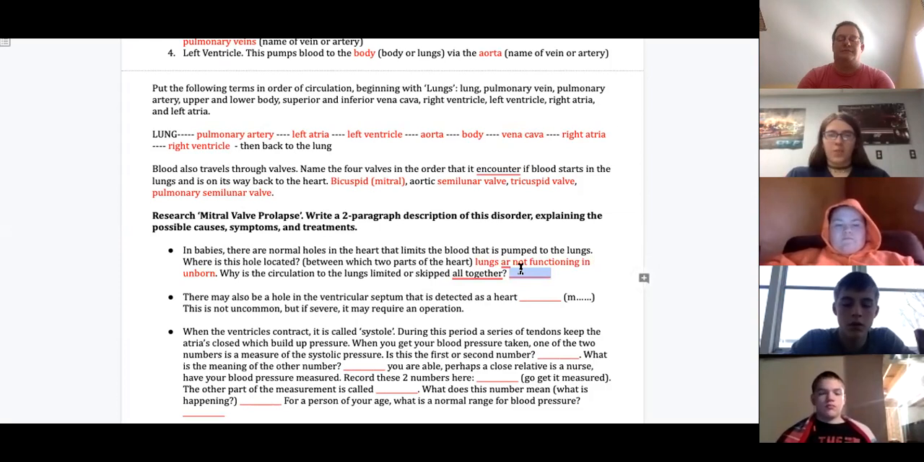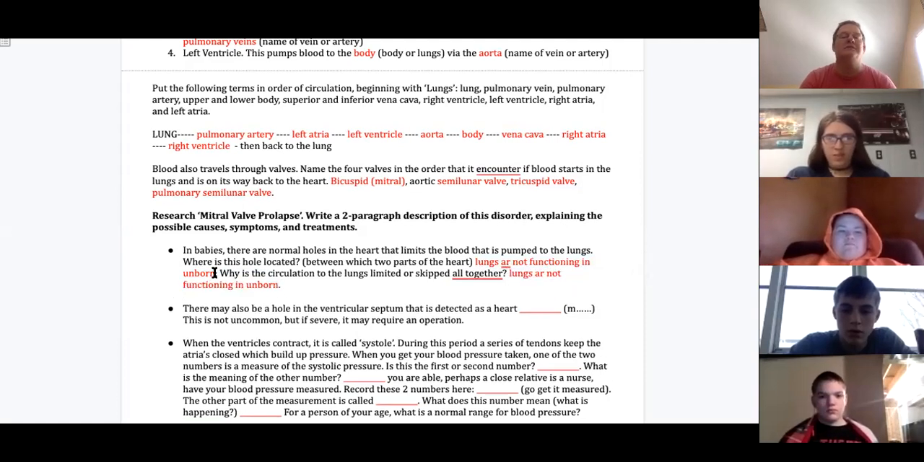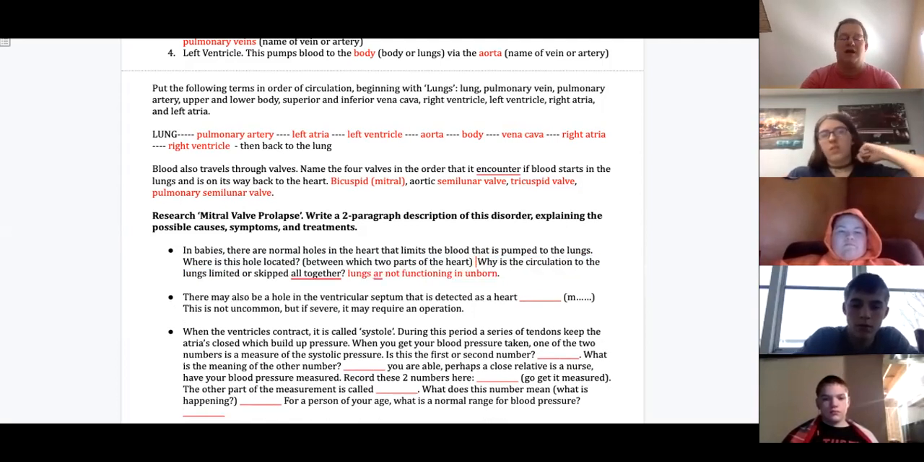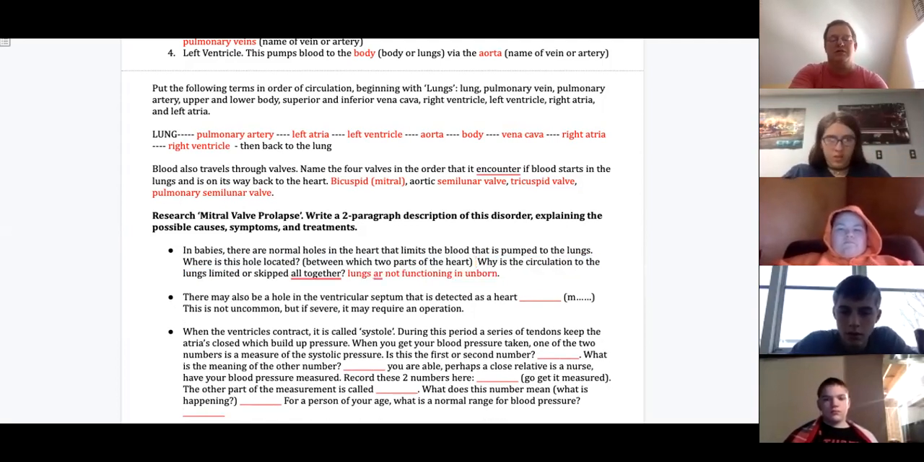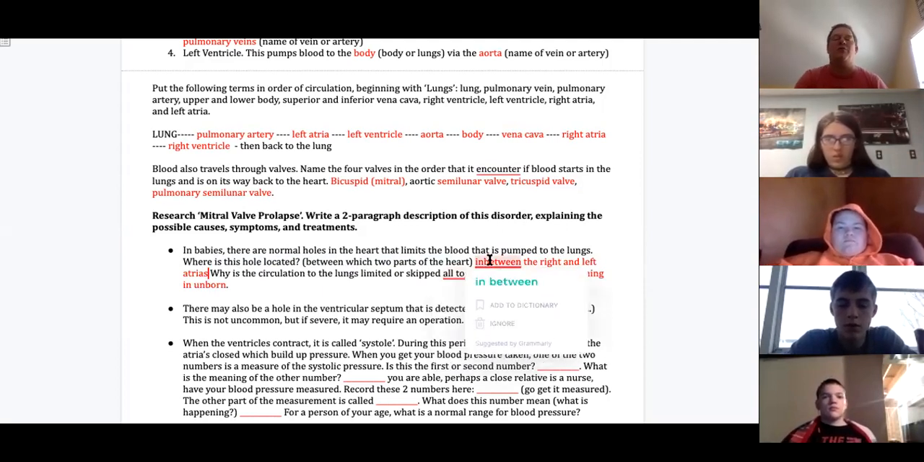That part is asking where it's located. You answered the next one. Oh, thank you. Yeah. Okay, where is it located? It's located in between the right and left atrias. That should be one word.